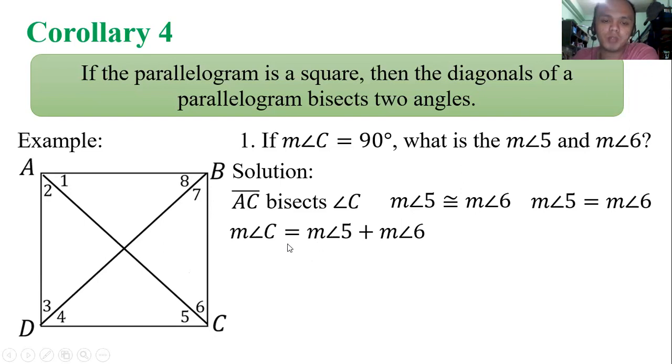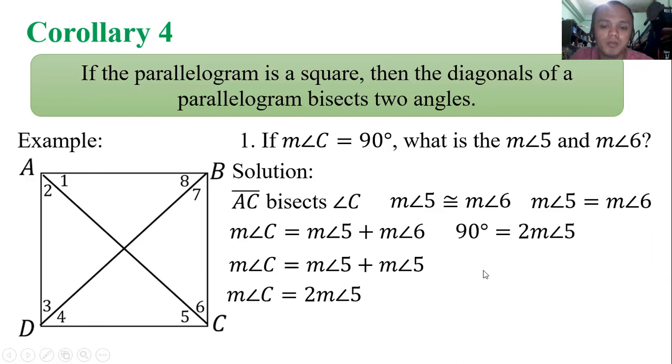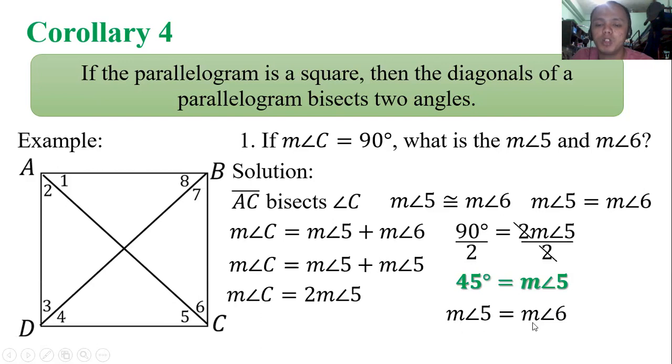No? Substitute natin. Okay, we have your measure of angle C equal to measure of angle 5 plus measure of angle 6. Again, you can choose. No? Na pwede natin palitan. Okay, palitan natin si measure of angle 6 ng another measure of angle 5 since they are equal. Then measure of angle 5 plus measure of angle 5 is 2 times measure of angle 5. Substitute your C to 90. Then divide both sides by 2. 90 divided by 2 is 45 degrees. So your measure of angle 5 is 45 degrees. And since your 5 is equal to 6, then your measure of angle 6 is 45 degrees also.